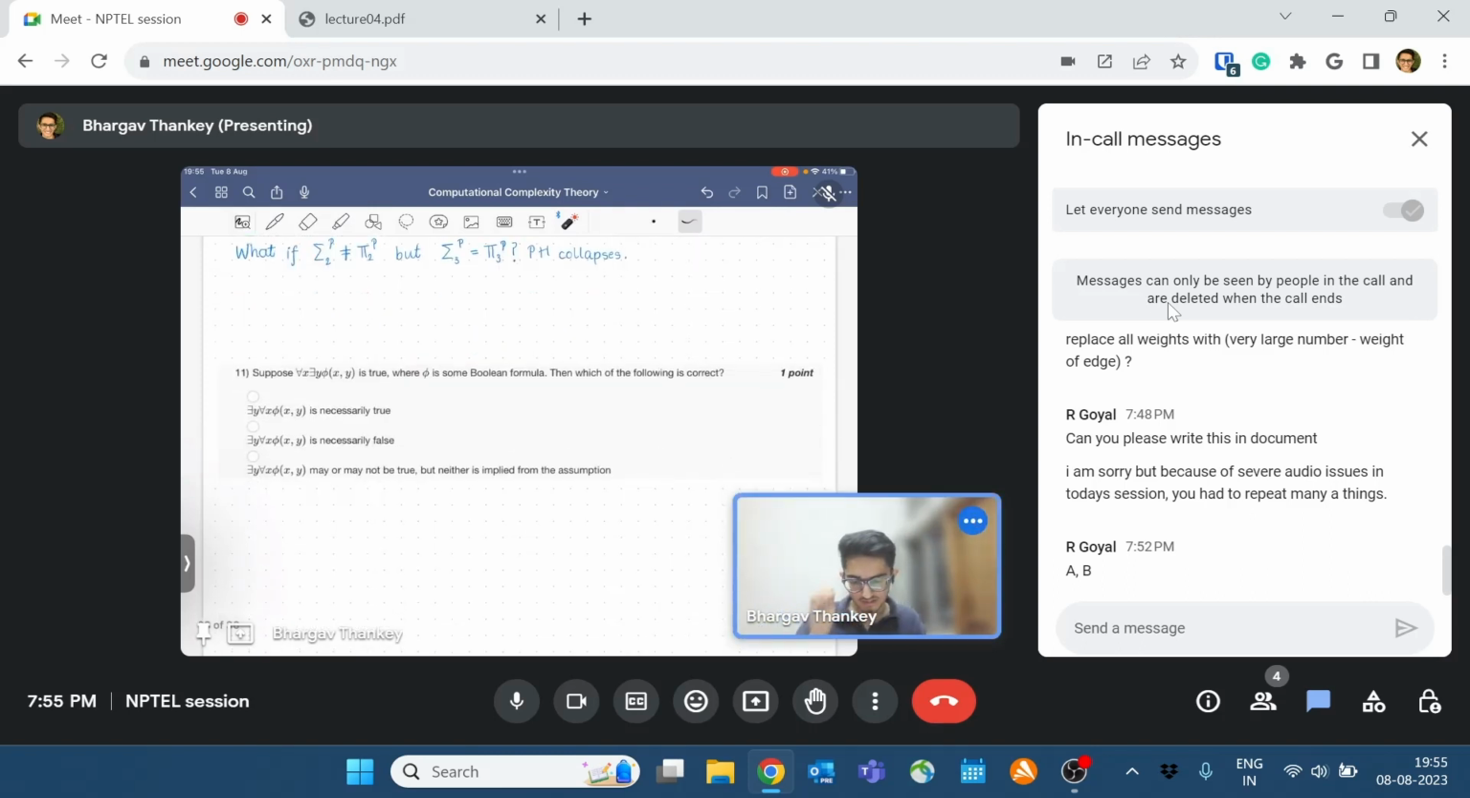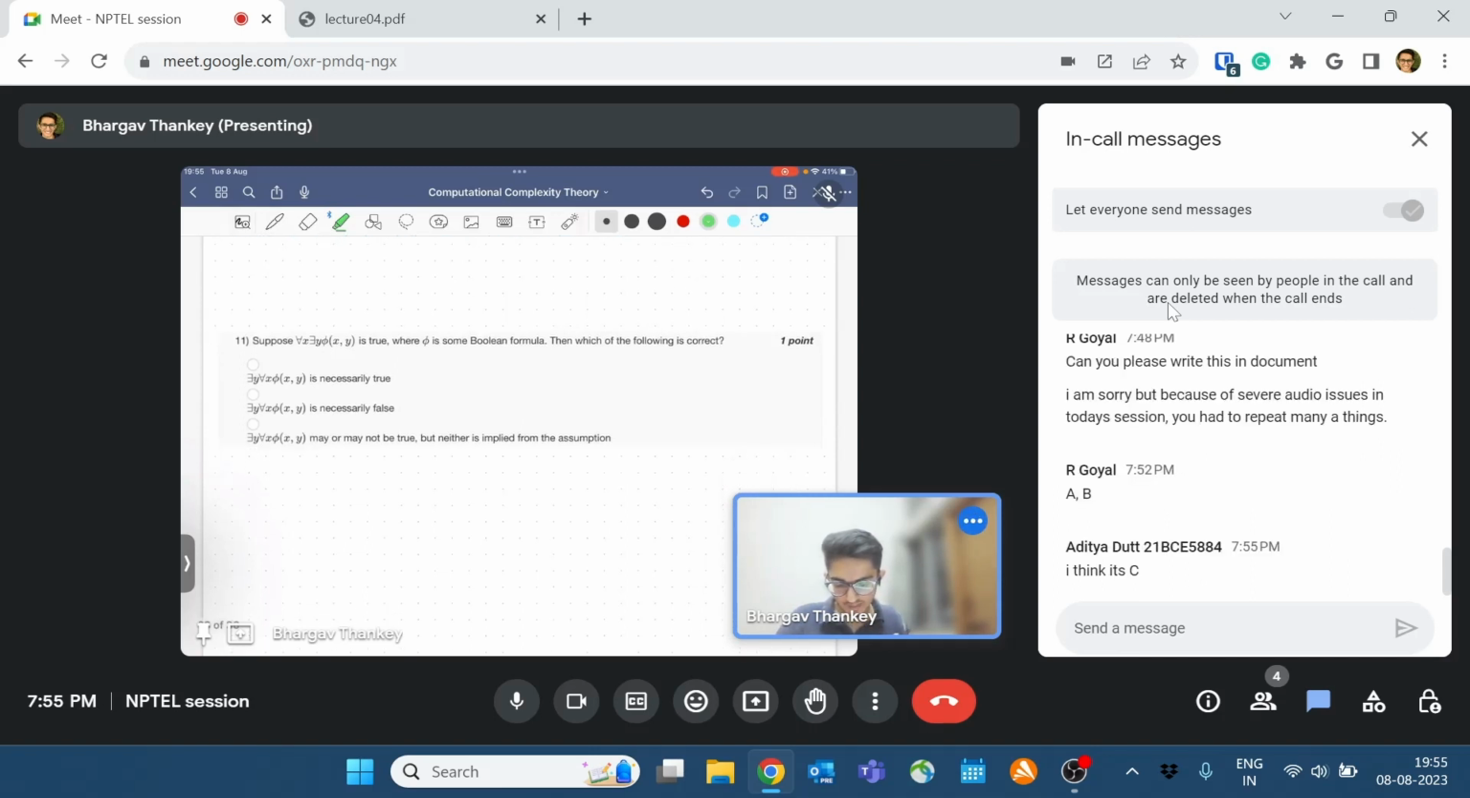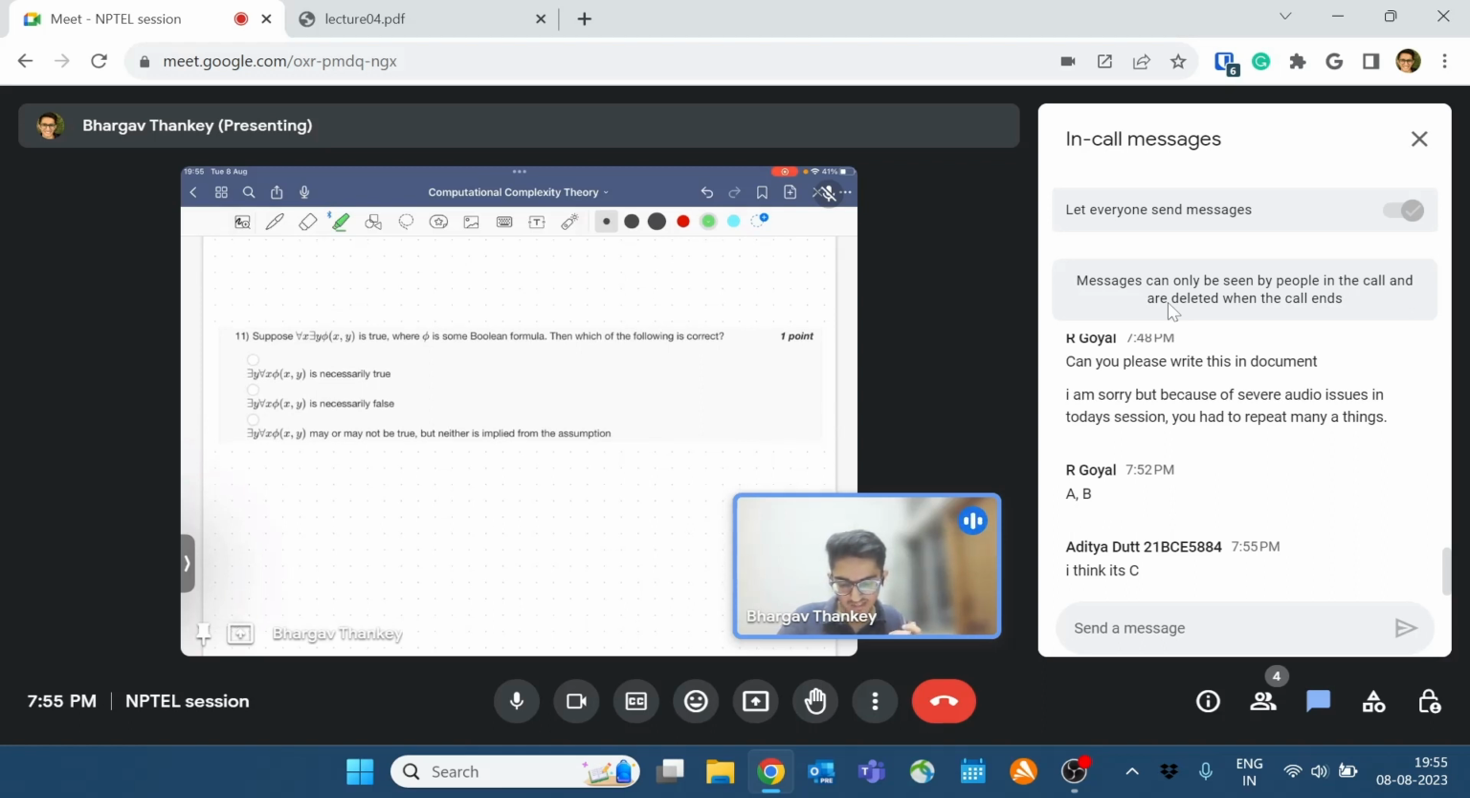Okay, let's look at this one. Suppose that phi x y is true, where phi is some Boolean formula. Then which of the following is correct? A: there exists y for all x, phi x y is necessarily true. B: there exists y for all x, phi x y is necessarily false. C: there exists y for all x, phi x y may or may not be true, but neither is implied from the assumption. Which of these three is correct?